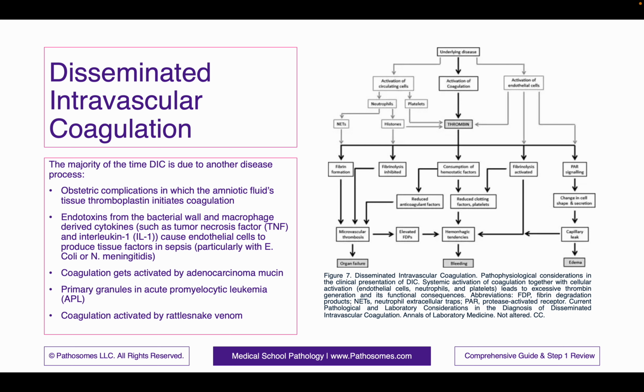That's why it's important to treat acute promyelocytic leukemia with all-trans retinoic acid, right? So those abnormal promyelocytes can continue on through the progression into neutrophils. Therefore, no more granules that can cause DIC. Also, coagulation can be activated by rattlesnake venom. For all you hikers out there, be careful.